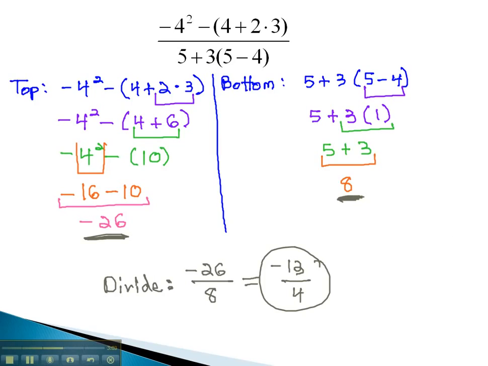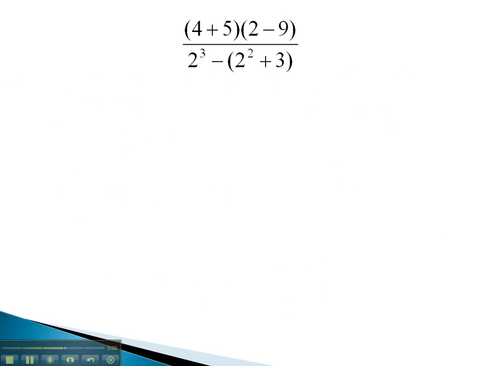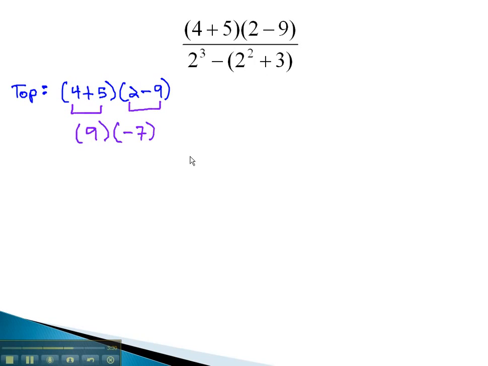Let's look at one more example that uses fractions, simplifying both the top and the bottom before we divide. In this example, on the top we have 4 plus 5 times (2 minus 9). Order of operations tells us to do the parentheses first. 4 plus 5 is 9, and 2 minus 9 is negative 7. Next, we can multiply. 9 times negative 7 is negative 63. The top has been simplified.